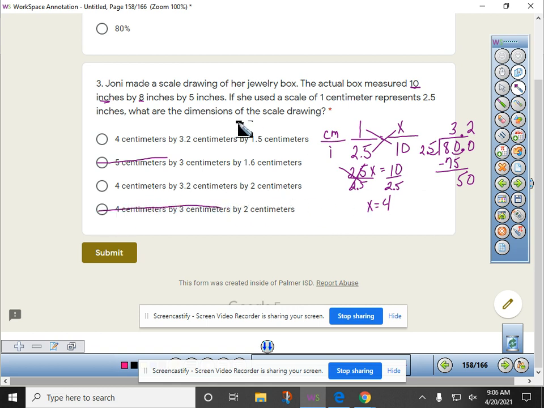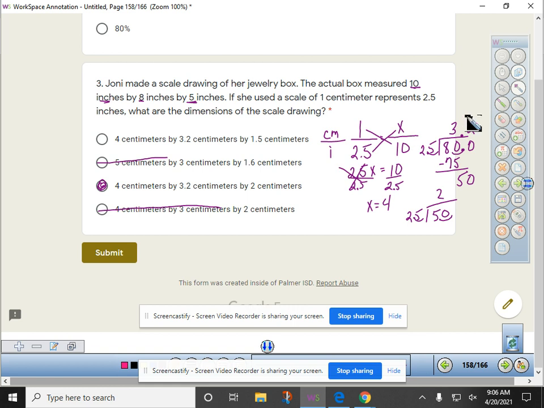Now we have to do 5 divided by 2.5, which is 2. What is the correct answer? C.